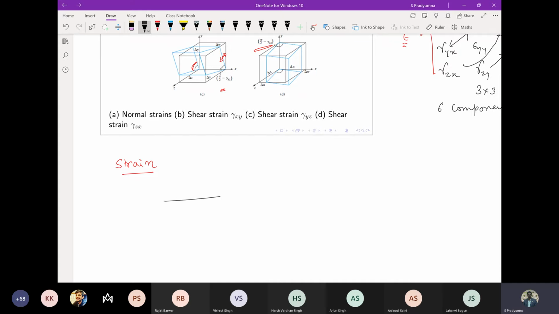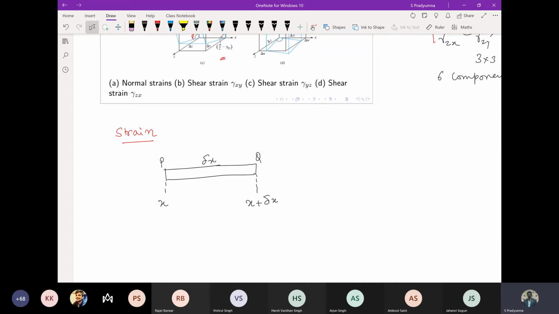Now let us assume that I have a rod like this. Just concentrate on the one-dimensional case. This is P and this is Q, and let us assume that this length is equal to delta x. This is the value of x, and this is at x plus delta x. This is the coordinate of the rod. Now, because of the displacement, it will be displaced somewhere like this.